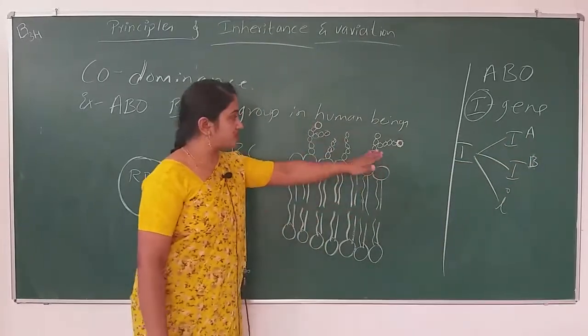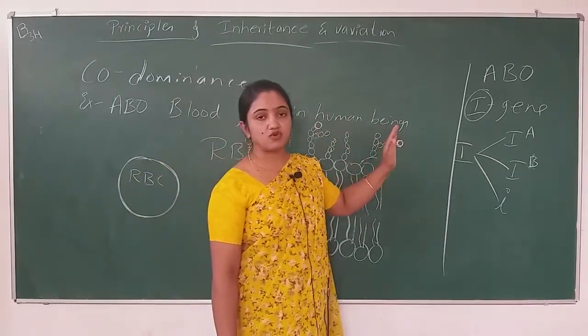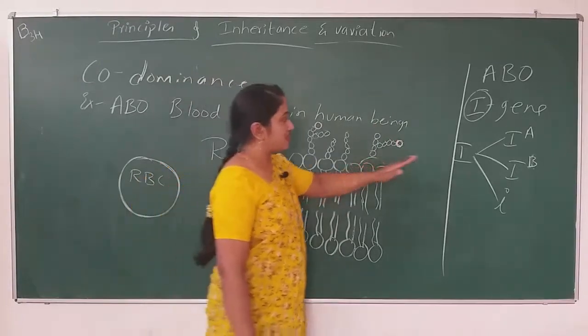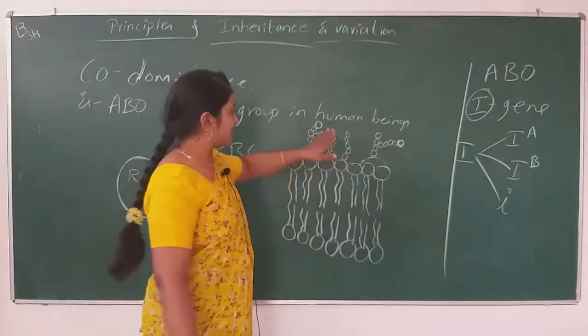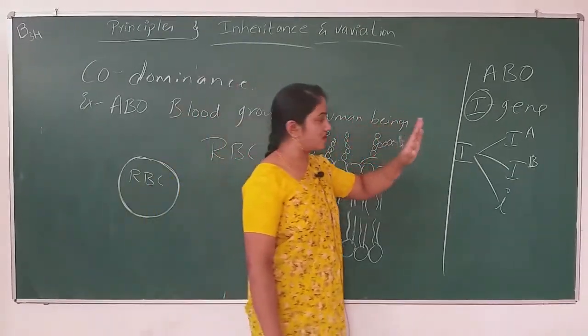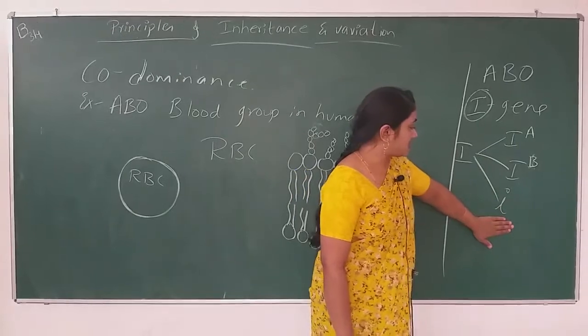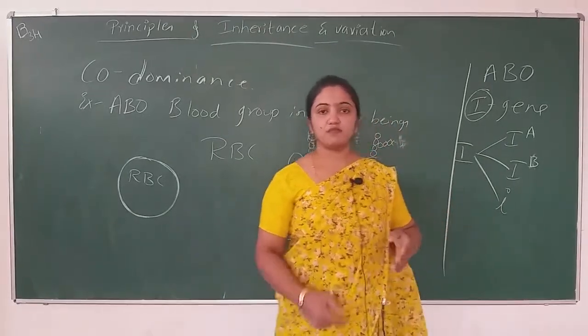If the sugar polymer is present on both the glycoprotein, glycolipid and carbohydrate chain, they will have AB type blood group. If the sugar polymers are absent, it proves that the person has I type blood group.